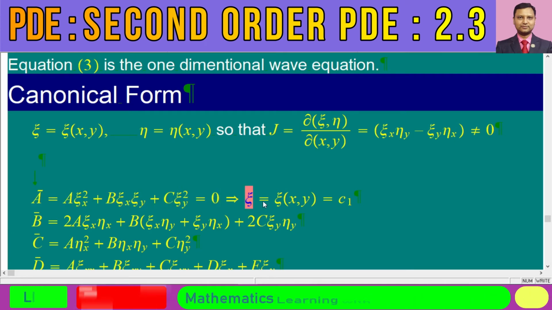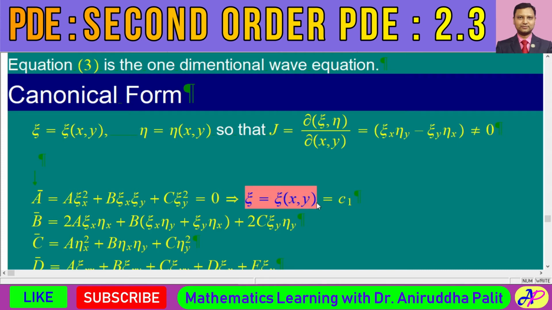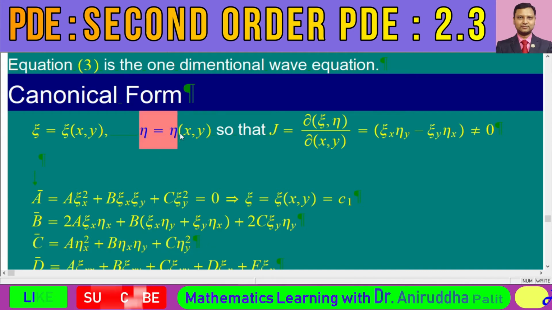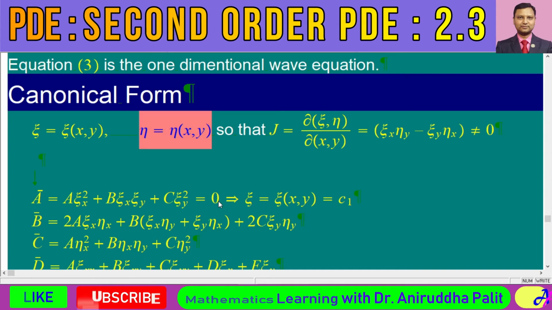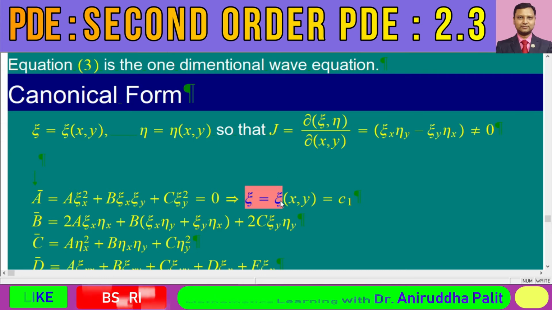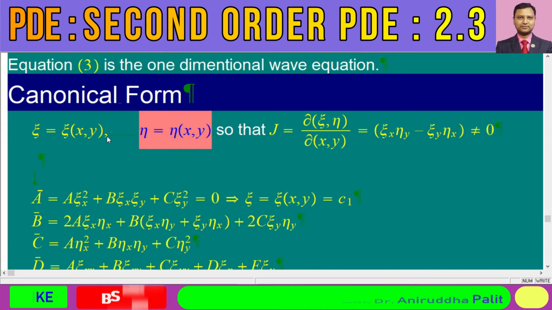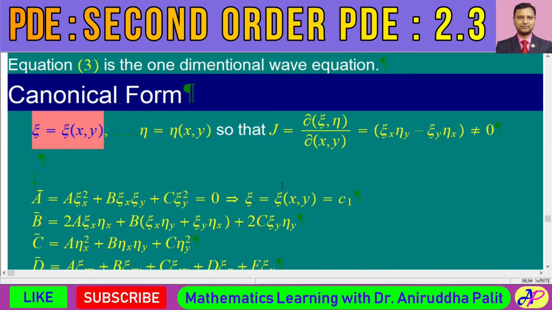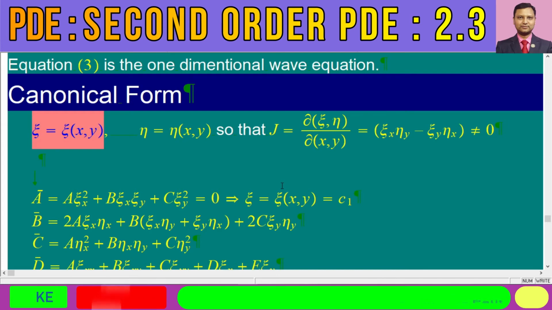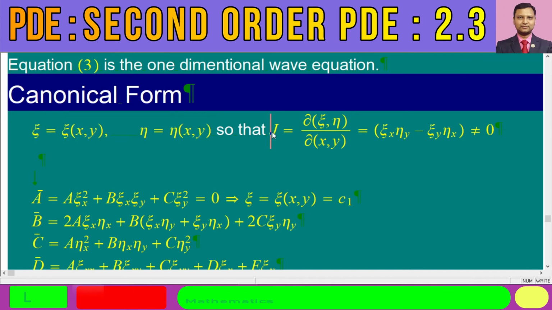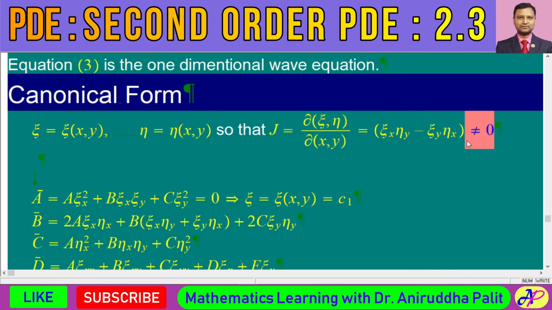But from that relation we will be able to choose only the expression of xi. Similarly, if we put c bar is equal to 0, we will be able to compute the expression of eta only. So in this case, the problem is that we are able to compute the expression of xi or the expression of eta, only one expression, and the second variable has to be chosen from our common sense. Alright, so that xi and eta are independent of each other and this Jacobian is not equal to 0. All these conditions are satisfied.